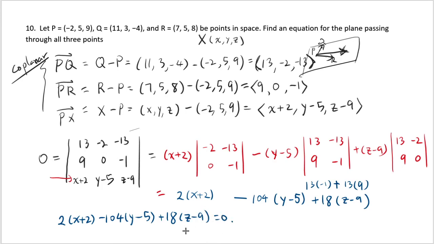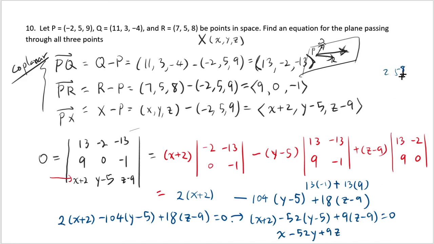Now you could further simplify this by dividing by 2, so it'll be (x + 2) - 52(y - 5) + 9(z - 9), and you can write this as x - 52y + 9z, then 260, and -81, so 2 + 260 - 81 gives 181, so this will be x - 52y + 9z + 181 = 0. Okay, so this will be the answer.